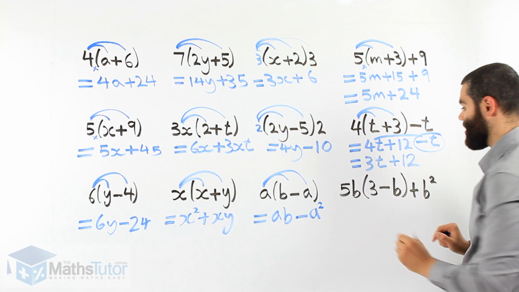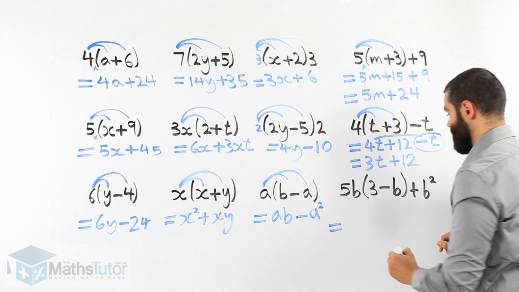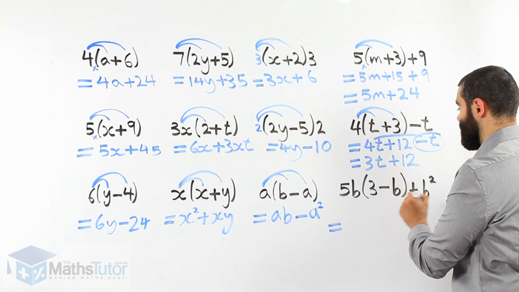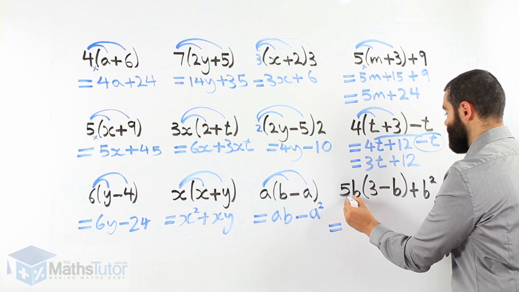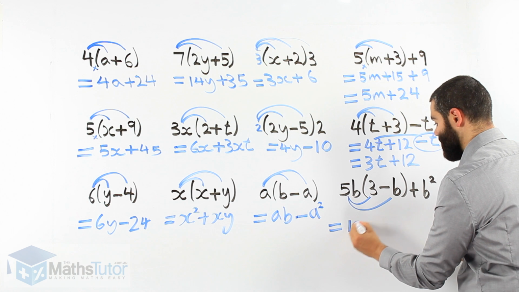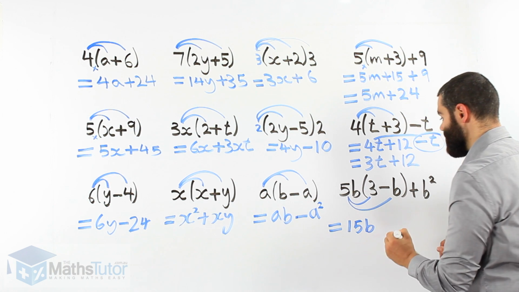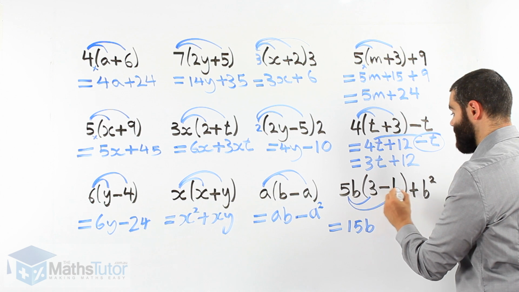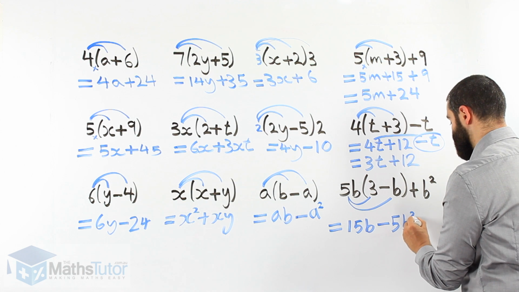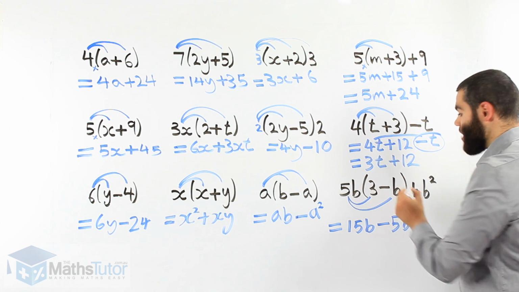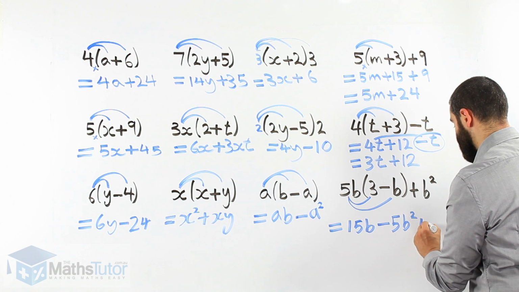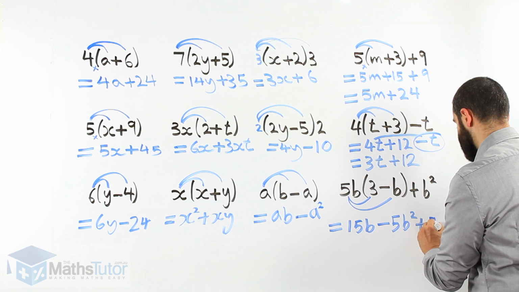And our last example here, 5b, open bracket 3 minus b plus b squared. We're going to do our arrows. We'll show our arrows from the bottom. 5b times 3 is 15b. 5b times negative b is minus 5b squared. Very important, 5b times b is 5b squared. And the minus comes down. And then we add our b squared.